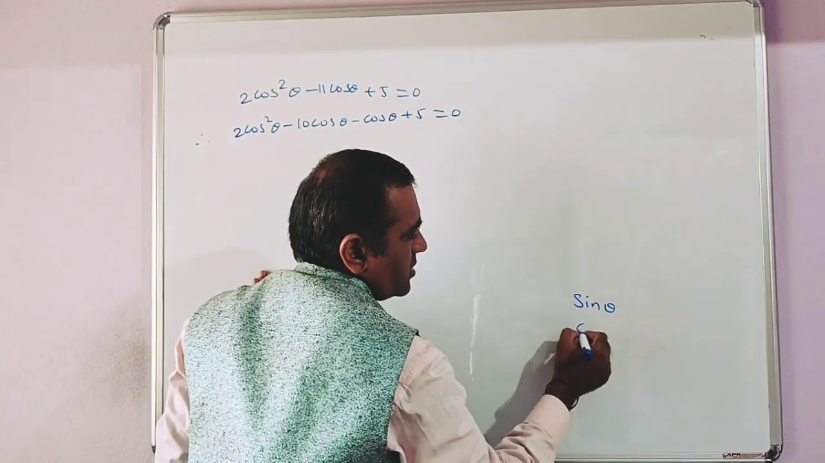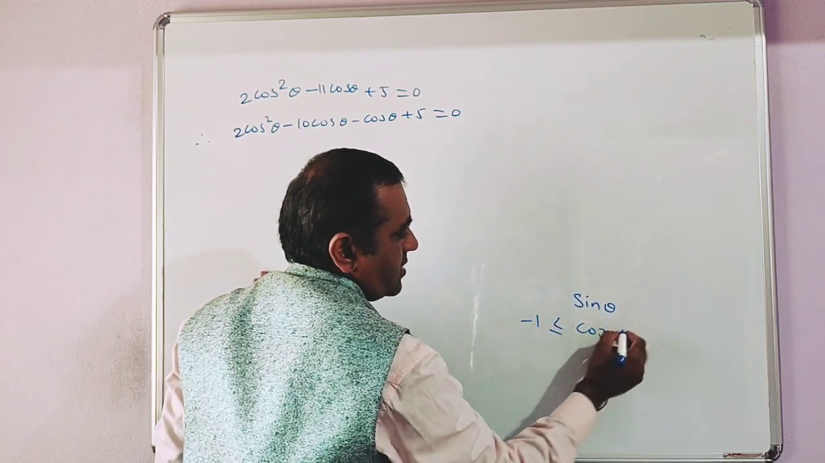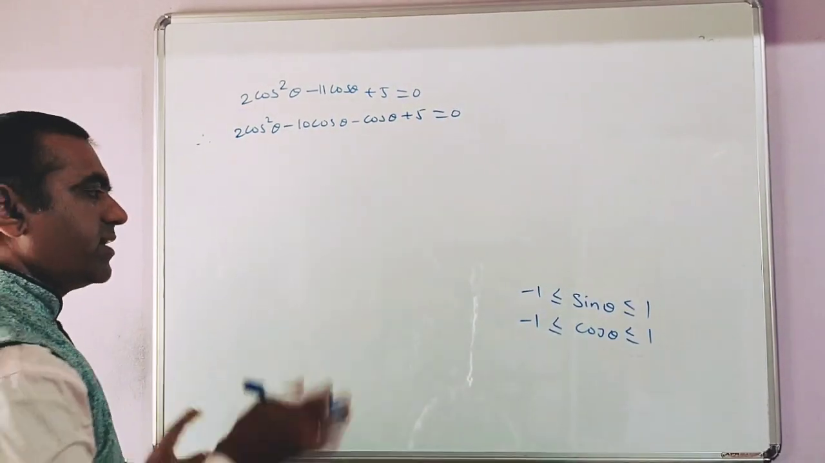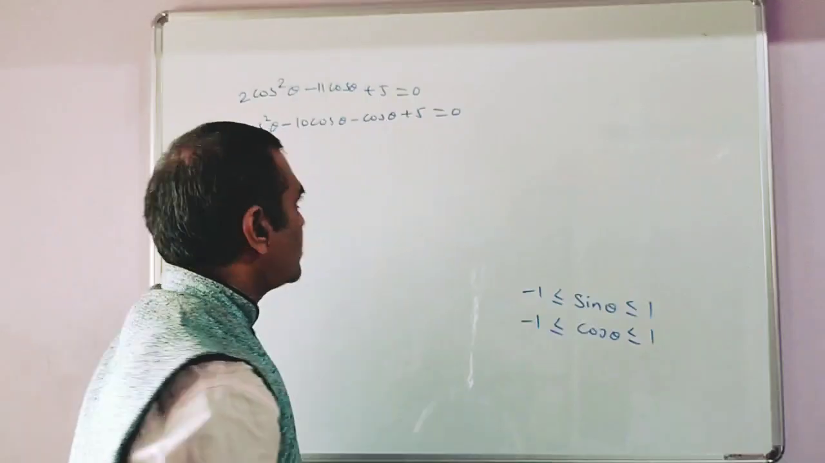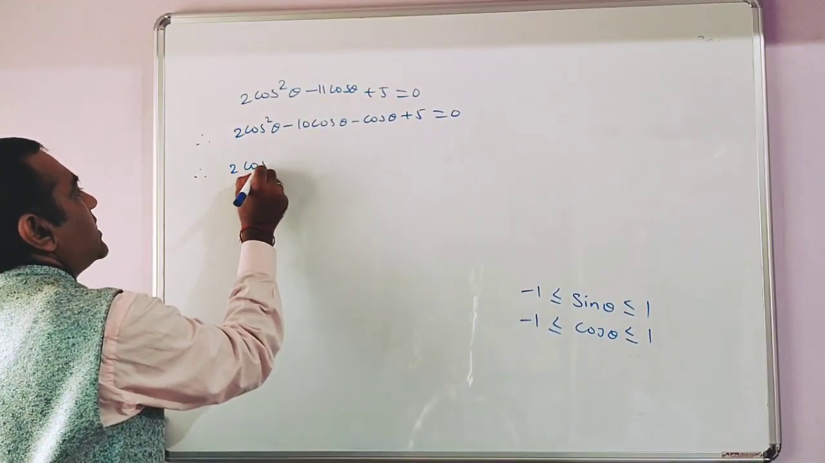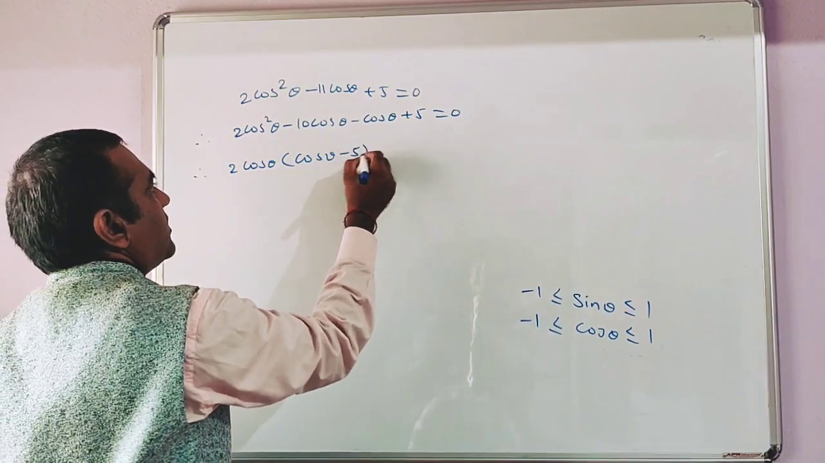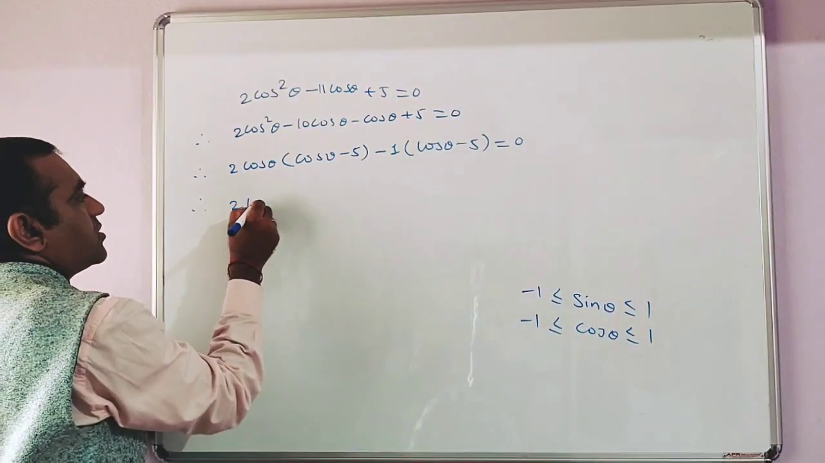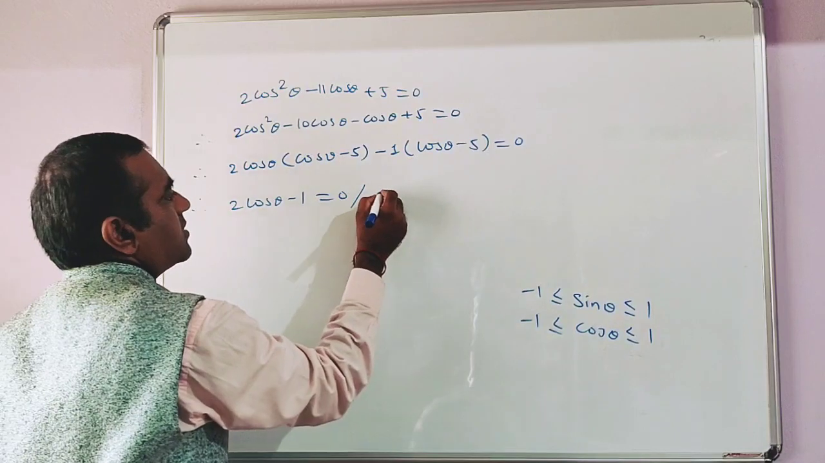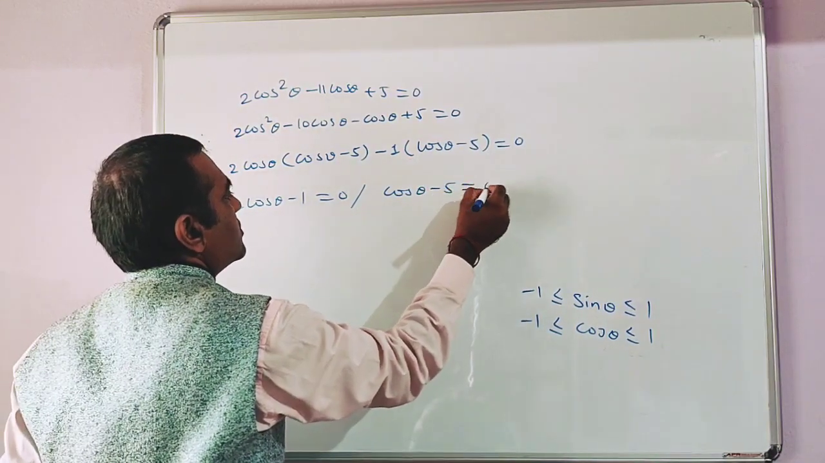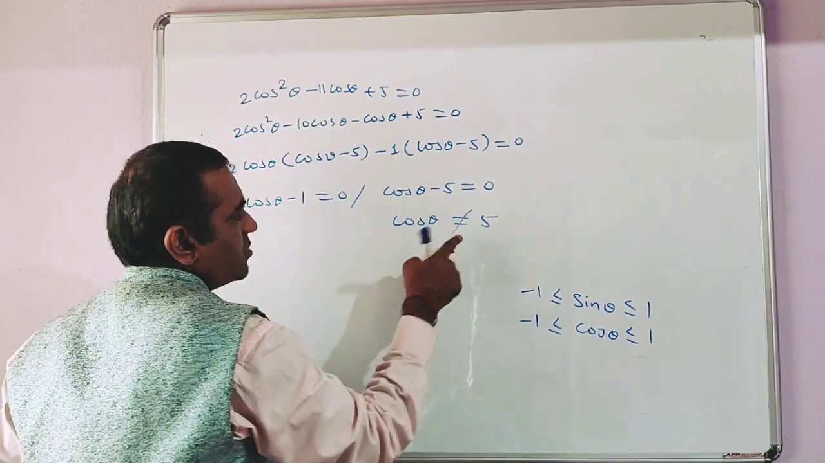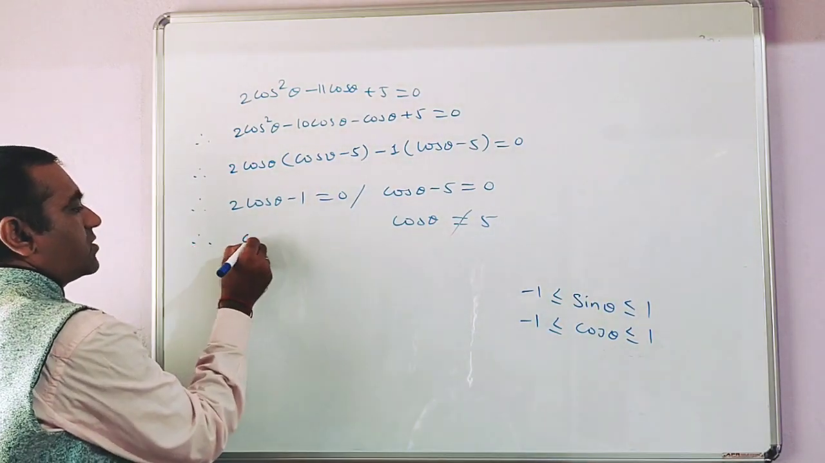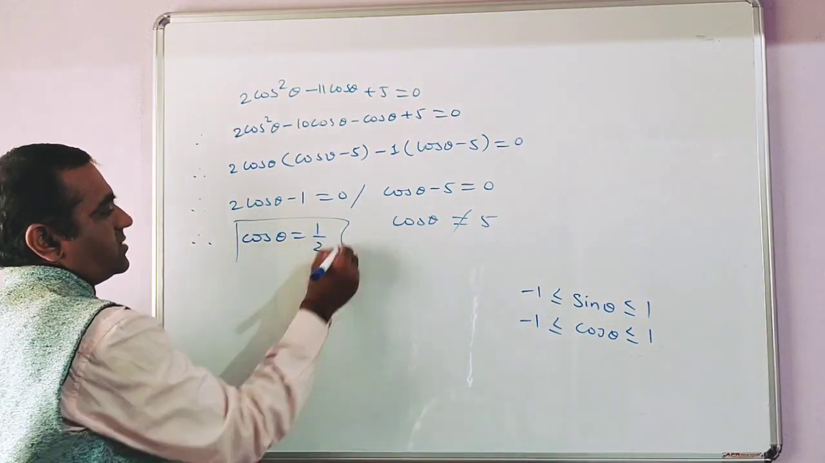You have to know this: sin theta and cos theta both lie between minus 1 and 1. The answer can be minus 1 or 1. Therefore 2 cos theta in bracket cos theta minus 5, minus 1 in bracket cos theta minus 5 equal to 0. Therefore 2 cos theta minus 1 equal to 0 or cos theta minus 5 is equal to 0, which is not possible because cos theta lies between minus 1 and 1. Therefore cos theta is equal to 1 by 2. This is your final answer.